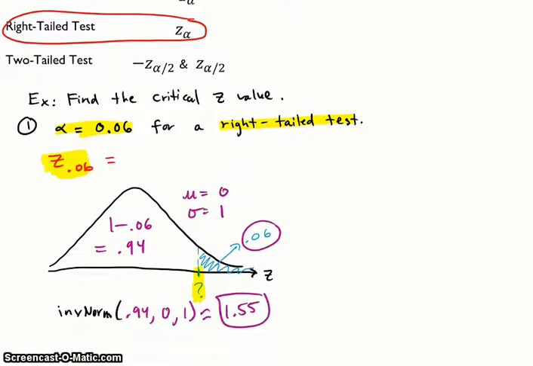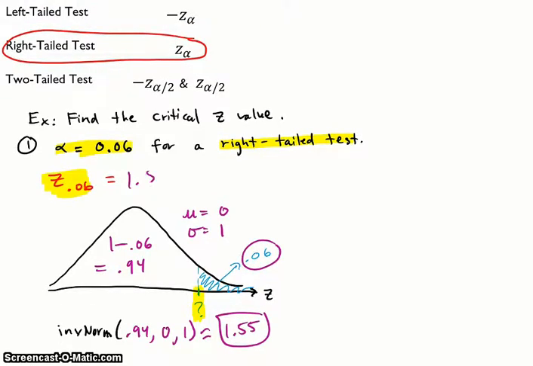All right, so this is for a right tail test. For a left tail test, the only difference here would be, say for example, if this was a left tail test instead of a right tail, then the critical value would be negative z sub alpha, or in this case, alpha is 0.06. For a two-tail test, you're going to divide alpha into two tails. All right, divide it into halves.